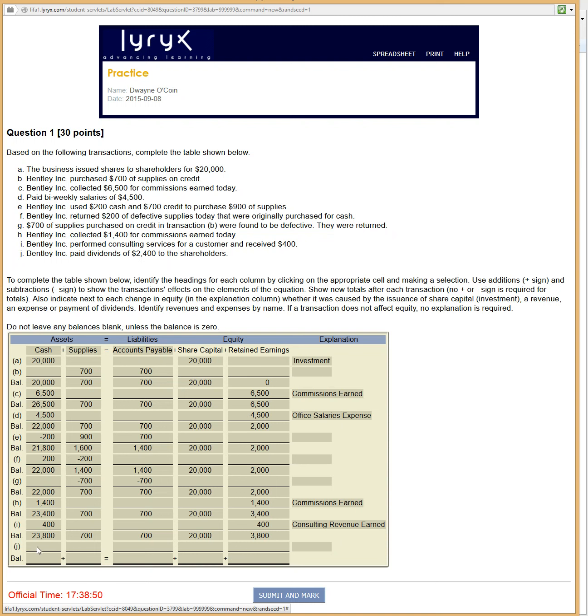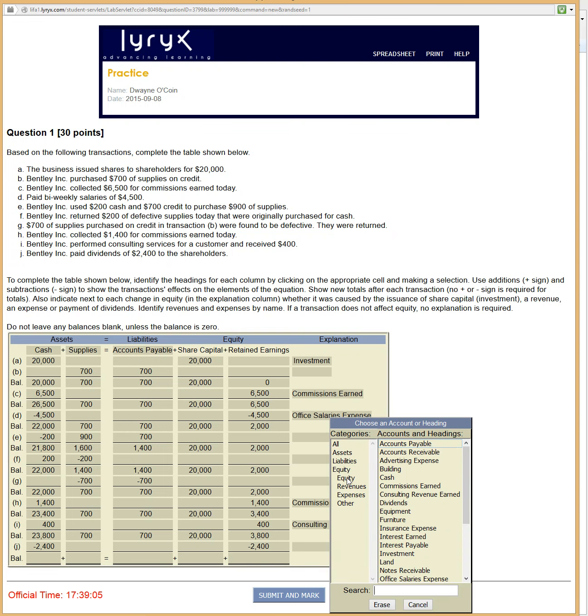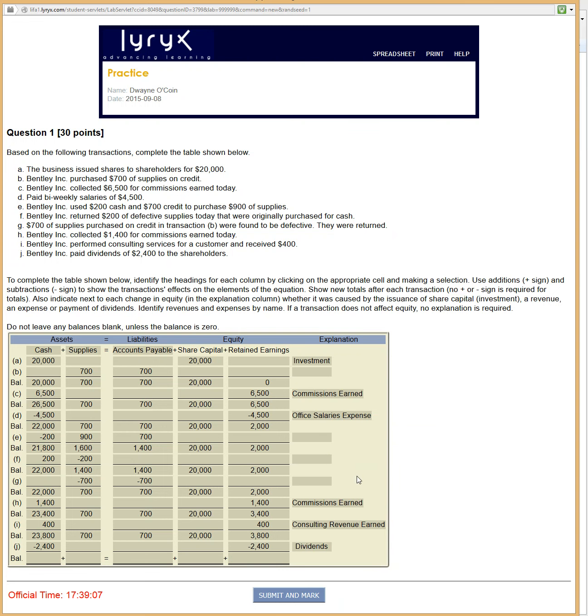J, finally, we paid dividends of 2,400 to the shareholders. It says we paid it, so it must have come out of cash. And of course, that comes out of retained earnings, like any dividend payment. That's going to be negative. It's going to reduce our retained earnings. And of course, we need to go to equity and dividends. And our final calculation: 23,800 minus 2,400, 700, 20,000, and 3,800 minus 2,400.